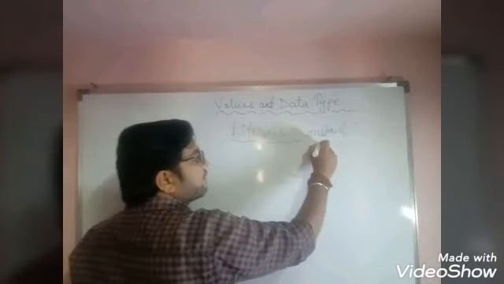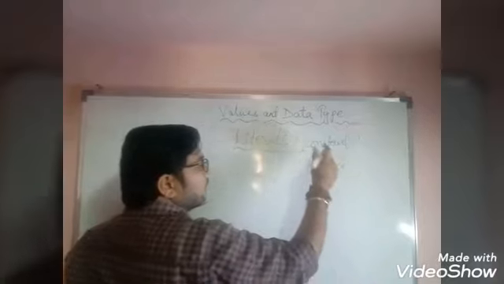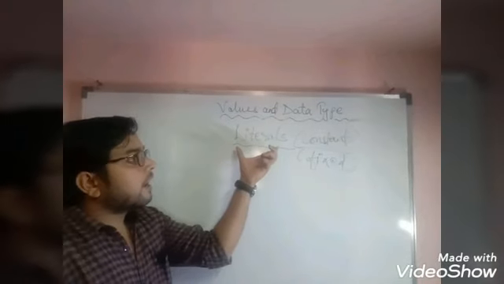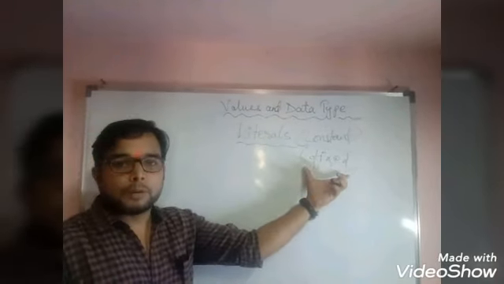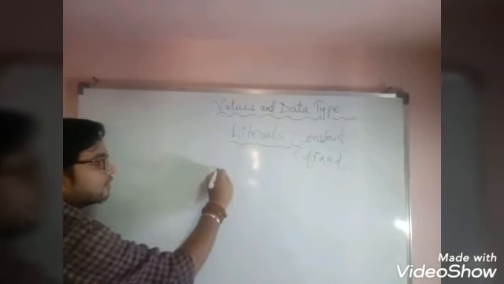Constants mean those which are fixed throughout the program. What is fixed is called a token. It is called a literal. Literals are the tokens which are fixed throughout the program. So this is called a literal. There are different types of literals also.